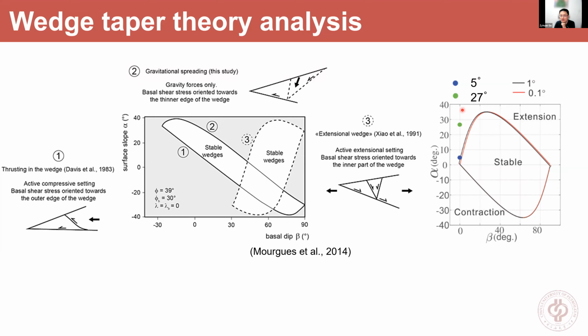So we plot two numbers, like 5 and 27 degrees. This is not a random pick, they correspond to our model design. But when plotted, it's actually quite clear. The 5-degree one is just on the verge or the edge of this stability or critical slope. So it's on the edge of deformation, while this green dot is really deep in the extensionally unstable domain. So it should deform really well.